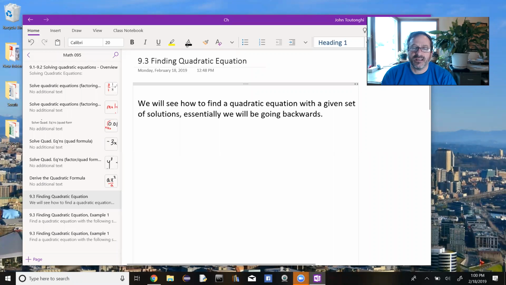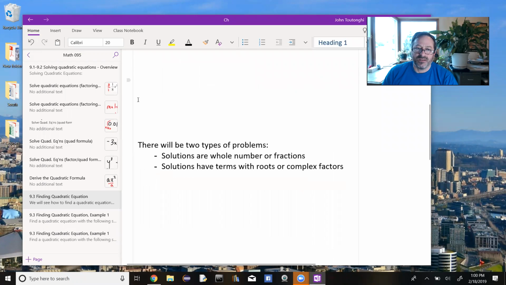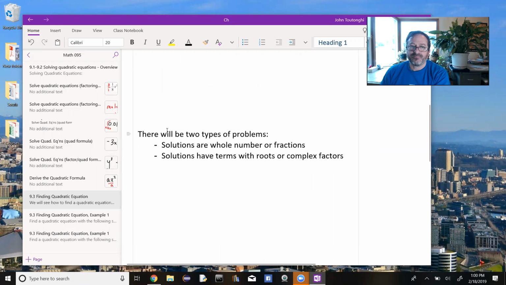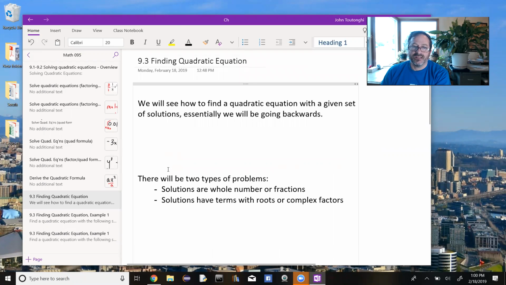Okay, so we're going to look at how do we find a quadratic equation given a certain set of solutions. We're going to be given a set of solutions, and essentially we'll be going backwards to find a quadratic equation that solves those solutions. And so these problems essentially have two types.